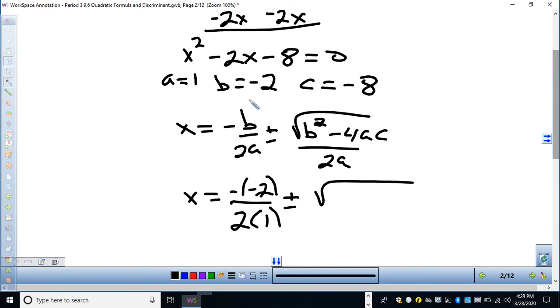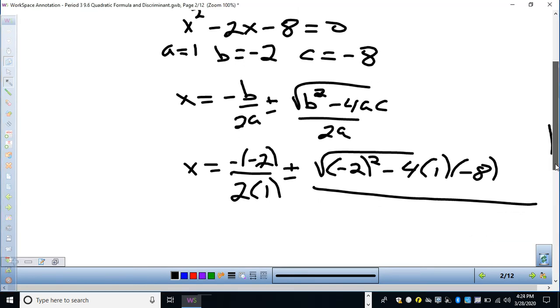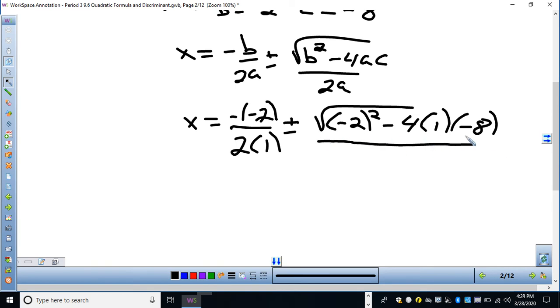Remember, it's b squared, so whenever you plug a negative number in, make sure you use parentheses. If you don't, you get the wrong answer. So negative 2 squared minus 4, a is 1, c is negative 8, and this is all going to be over 2 times 1. So we have negative 2 squared minus 4 times 1 times negative 8, again over 2 times 1.